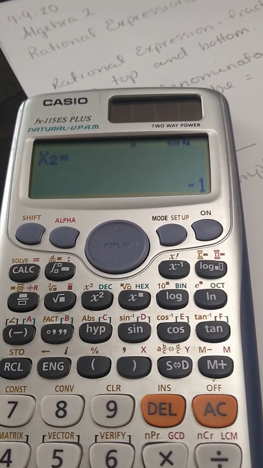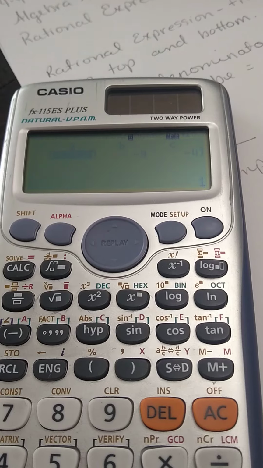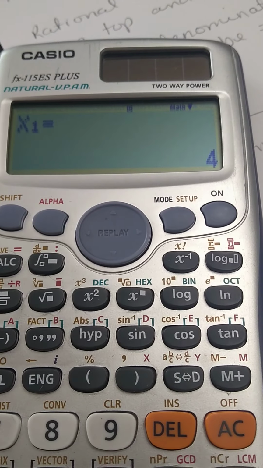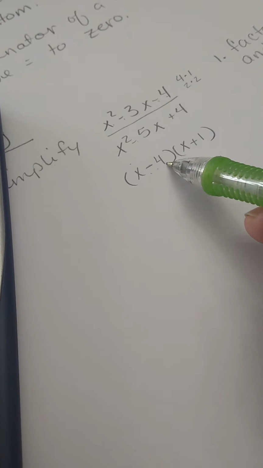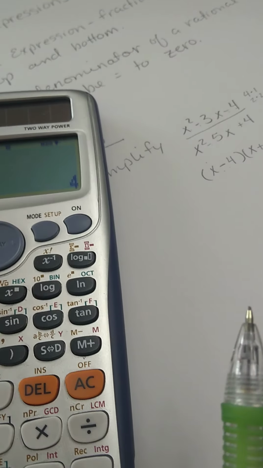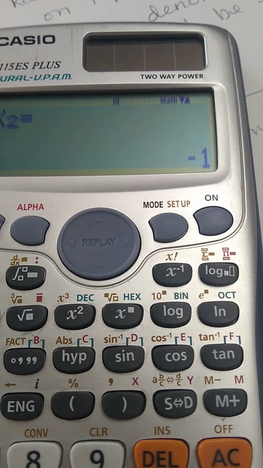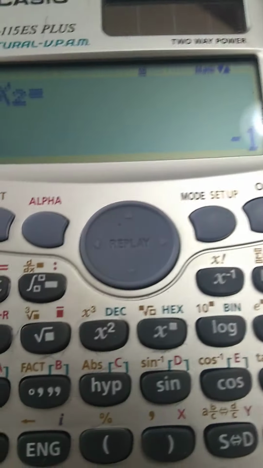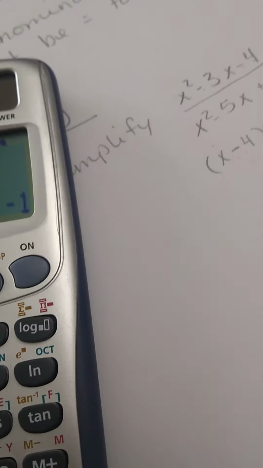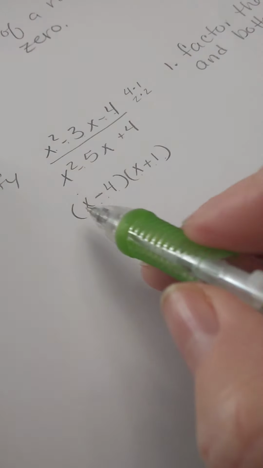When you put that back into your factors, you change the sign. So the 4 here was positive, so over here it'll be x minus 4. Okay, and then here press equals again. The x that was negative 1, so over here it'll be x plus 1. It's the opposite of its sign. If you don't remember how to factor, you can factor using your calculator if you have one at home.